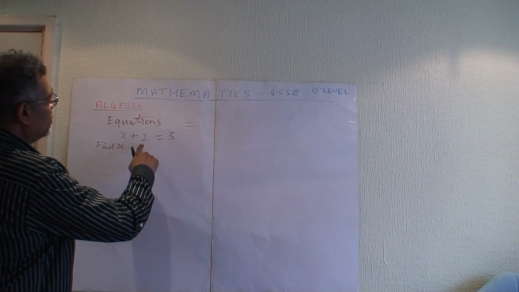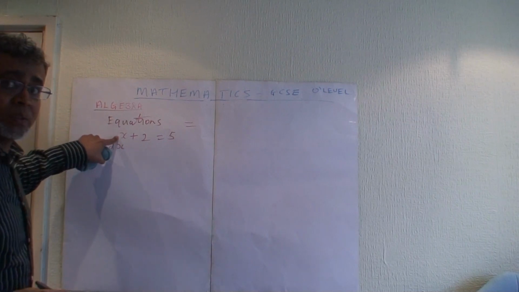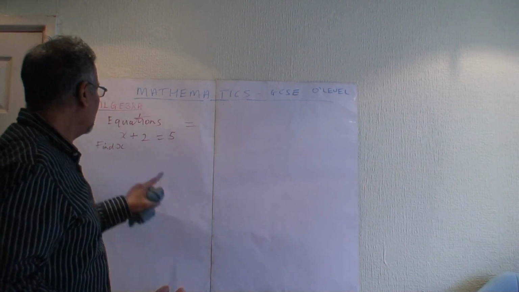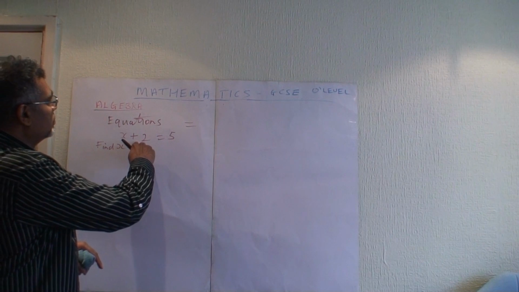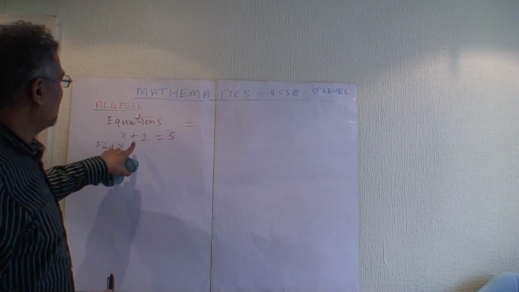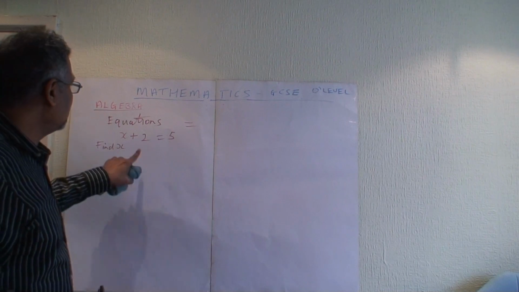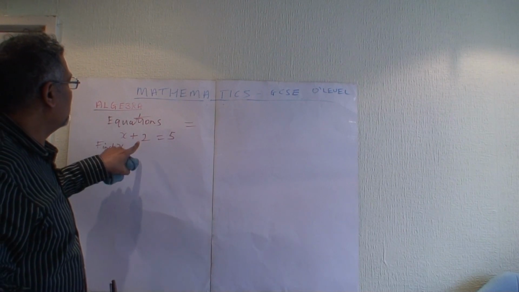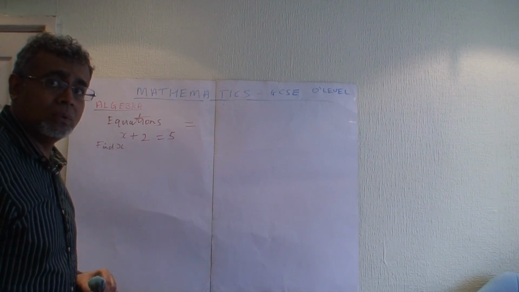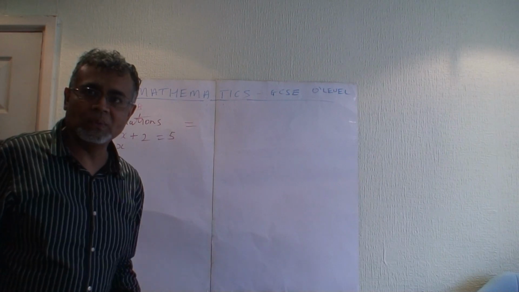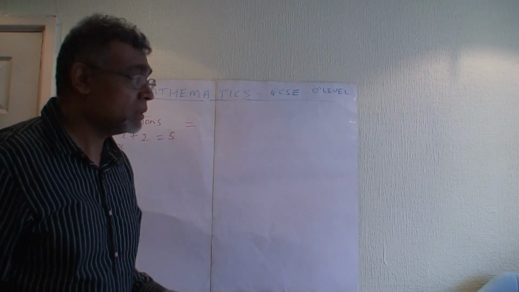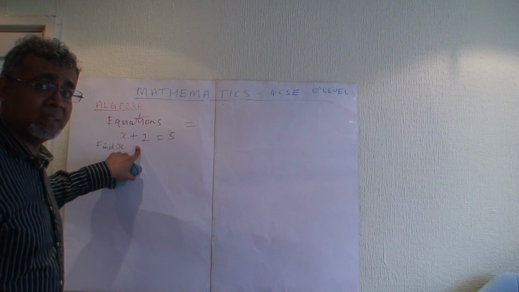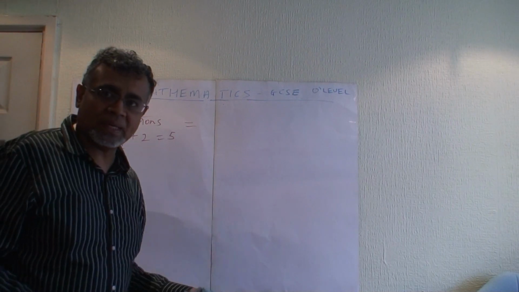Now if you're going to find x, we realize that x is here and you have plus 2. But you want to get this x all by itself, followed by an equal sign. The only way that is possible is if we get rid of the plus 2. Now, if we need to get rid of plus 2, then we need to minus 2. But because it's an equation, whatever we do on one side, we need to do on the other side of the equal sign.